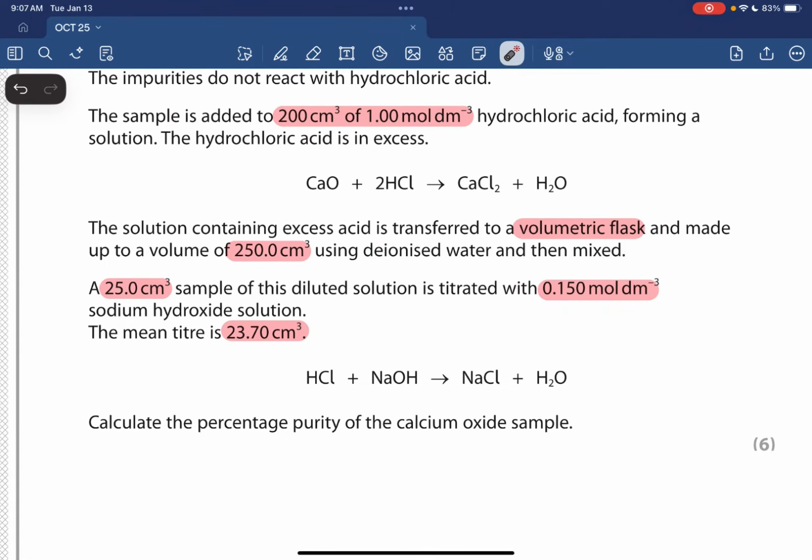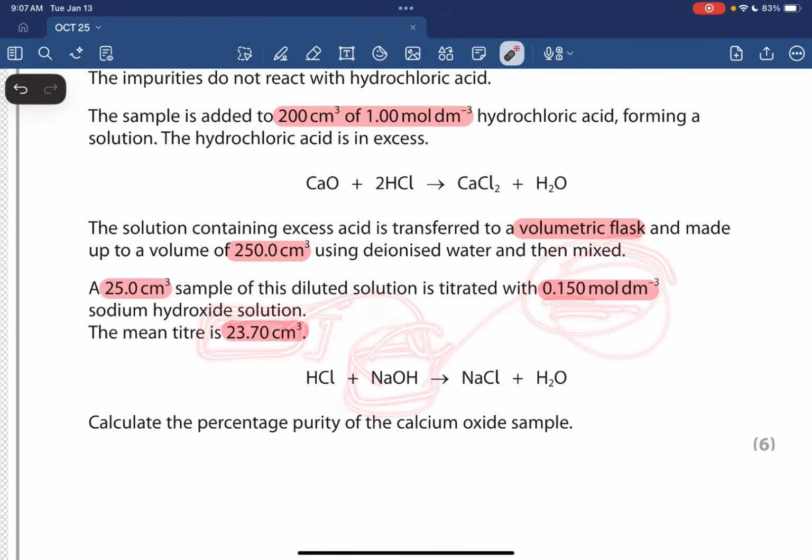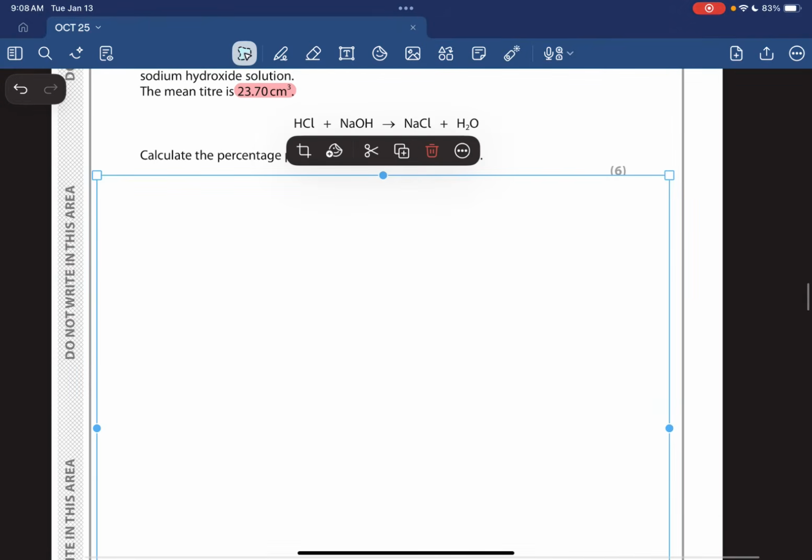What you're going to then do is, a 25 centimeter cube portion of this diluted sample is then titrated with this concentration of sodium hydroxide, a base. You're neutralizing the excess acid, okay? And the mean titre is this, which means that this is the volume of NaOH. So now the question is, calculate the percentage purity of calcium oxide in the sample. So it should look something like this.